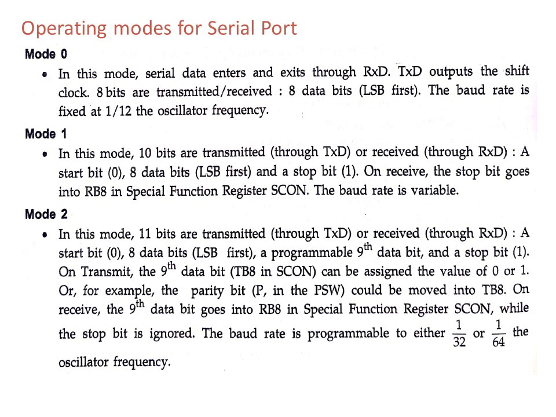Or for example, the parity bit P in PSW, that is program status word, could be moved into the TB8 bit of SCON. On receive, the 9th data bit goes into RB8 in special function register SCON, while the stop bit is ignored. And one more important thing we need to remember here is the baud rate is programmable to either 1 by 32 or 1 by 64 the oscillator frequency based on our requirement.